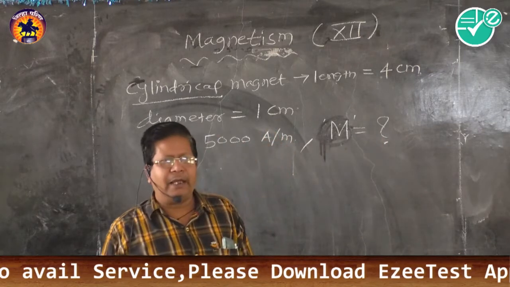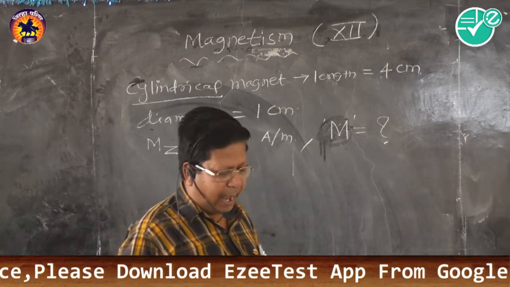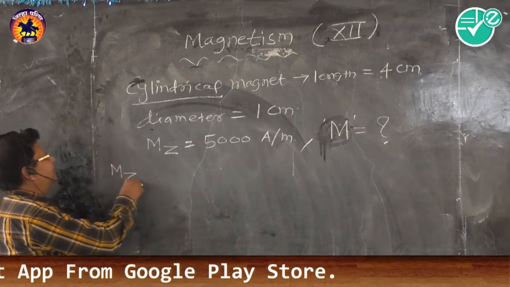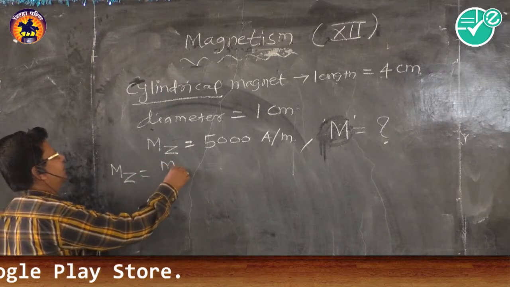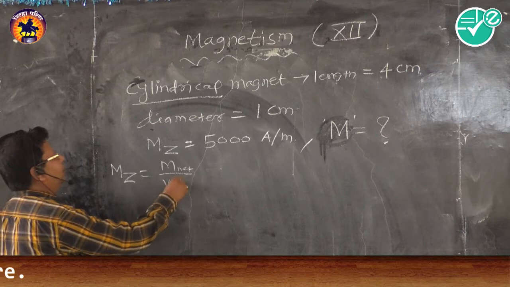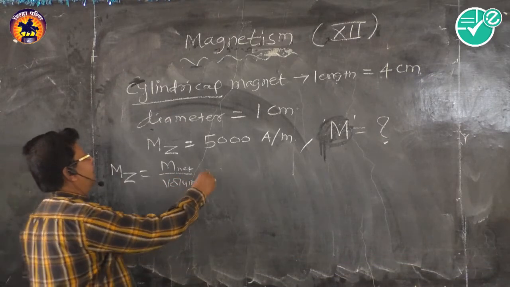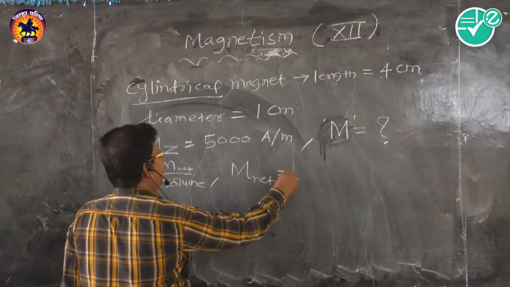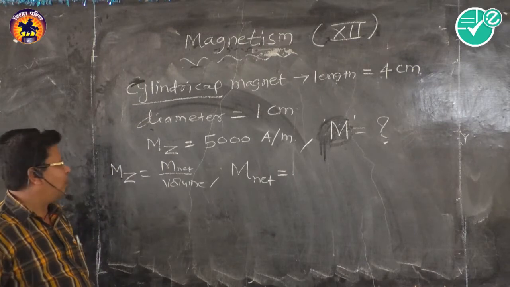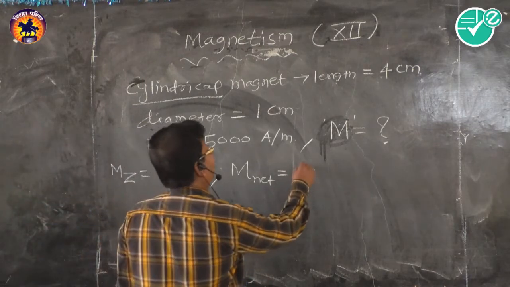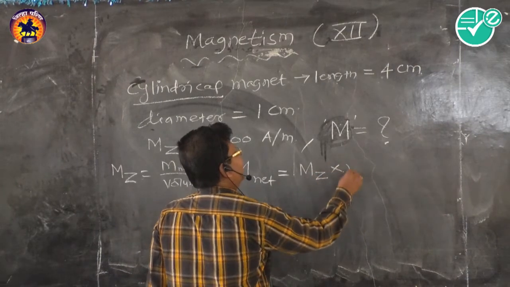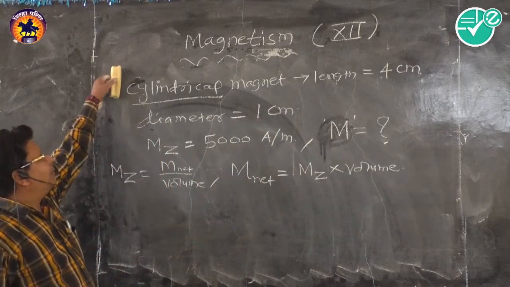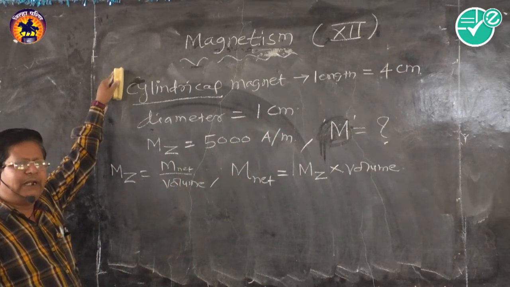In this numerical, Mz is provided. Again we know the formula. Formula for Mz is equal to M net divided by volume, and therefore we have to calculate net magnetic dipole moment, and this net magnetic dipole moment M net is equal to Mz multiplied by volume of the cylinder, because our magnet is in the form of a cylinder.